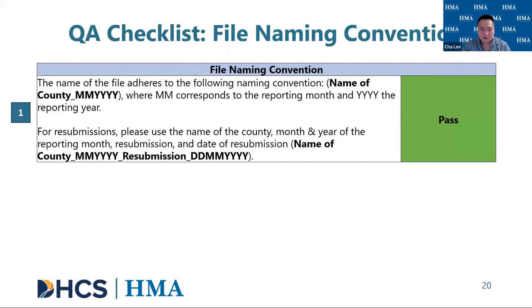Naming convention. First, we will check to make sure that the right naming convention was used. Element 1, the name must adhere to the correct naming convention format. If it is an initial submission, it must be the name of the county, and then the month and the year of the reporting month. And for any resubmission, it is going to be the name of the county, the month and the year of the reporting month, resubmission, and then the date of the resubmission. It must follow those naming conventions. Next, please.